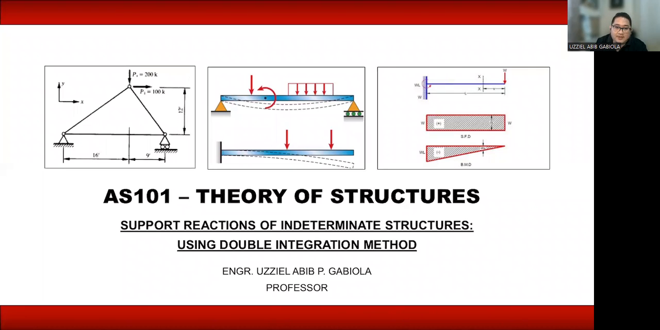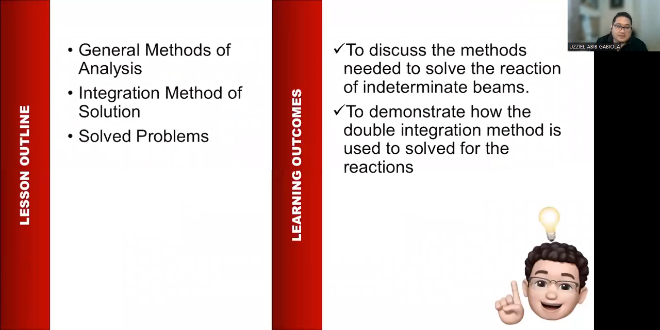Okay? So for this lecture, ito yung ating outline. So first is an introduction or just discussion of general methods of analysis ng indeterminate structures. And then yung integration method of solution, again, yung double integration method, how can we utilize it and use it on this kind of problem. And then we have two example problems to reinforce our learning in using double integration method in solving for the reaction of indeterminate beam.